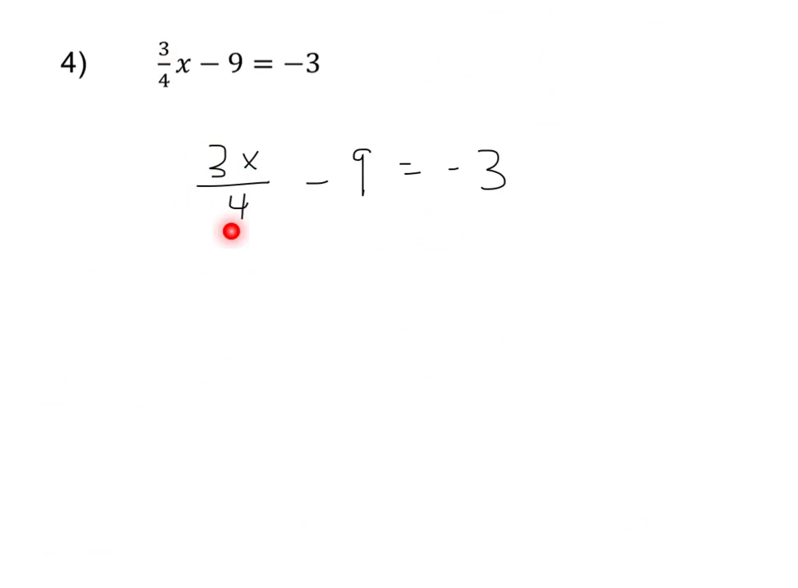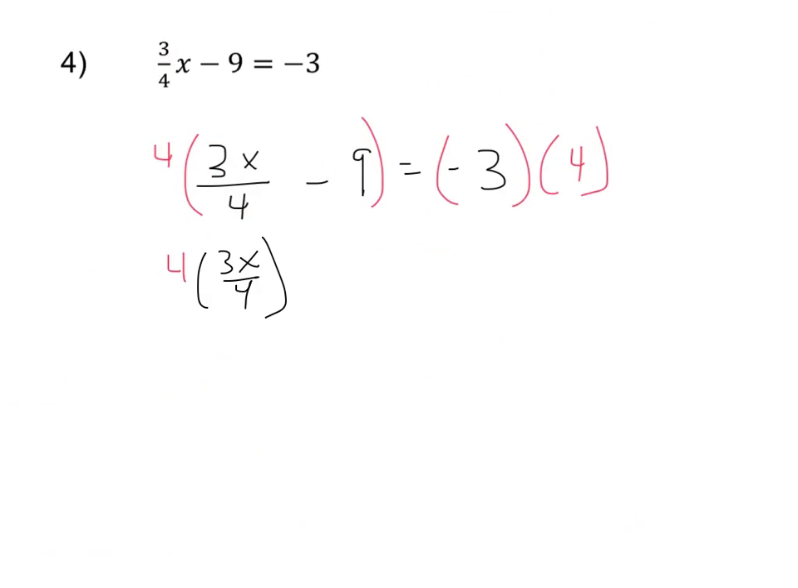Hopefully it's not a surprise to you, but what I'm going to do here is multiply both sides by 4. Now, you have to be careful here, because this 4 needs to distribute. It needs to be multiplied by both of these terms. So I'm going to write it this way: 4 times 3x over 4, and then plus 4 times negative 9, because this 4 here distributes, 4 times this, 4 times this, equals, this is negative 12 over here.